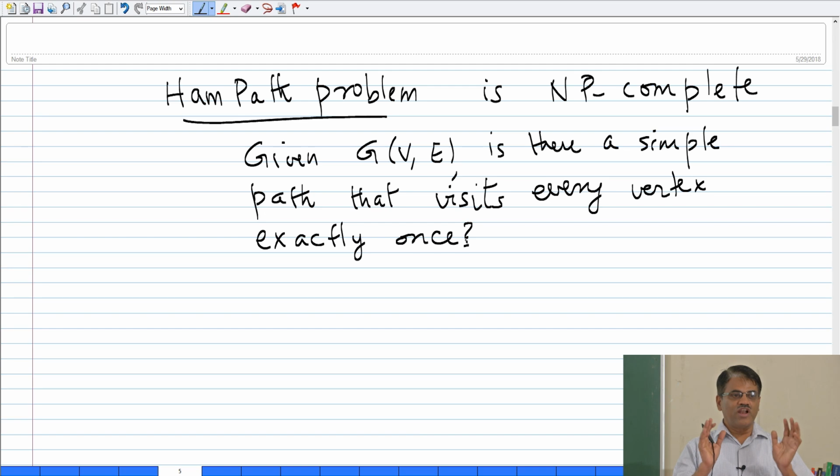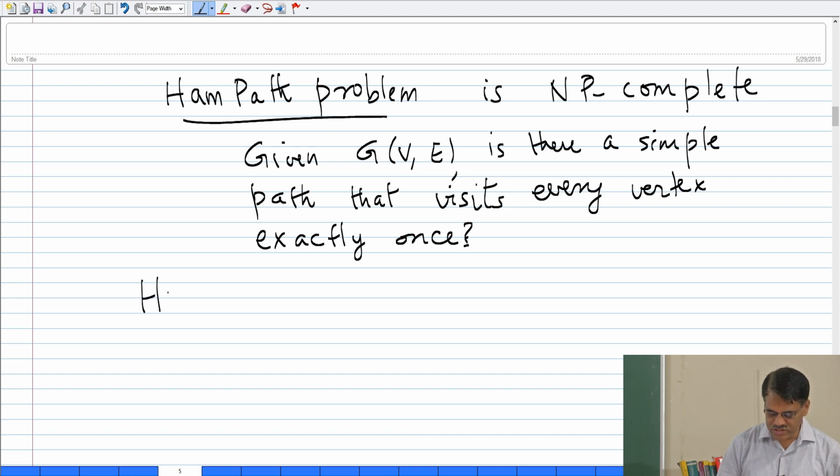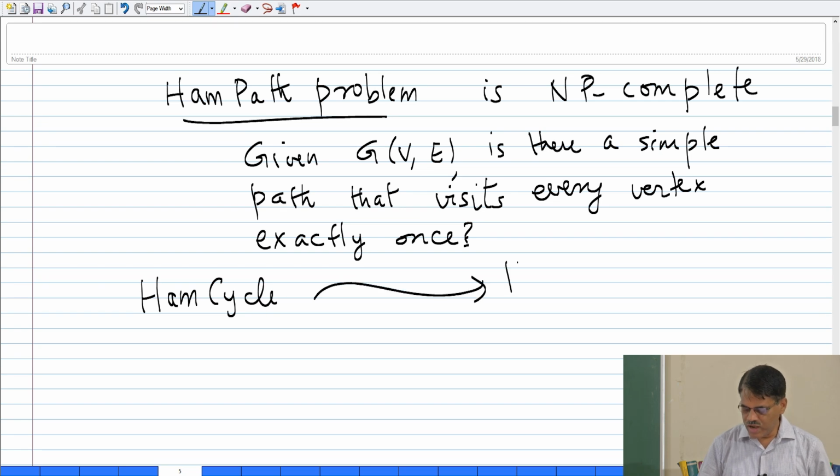So we want to reduce from a known hard problem to this problem. So what is the known hard problem we want to pick up? A natural choice is Hamiltonian cycle, right? Good. So we are going to reduce Hamiltonian cycle to the Hamiltonian path problem.